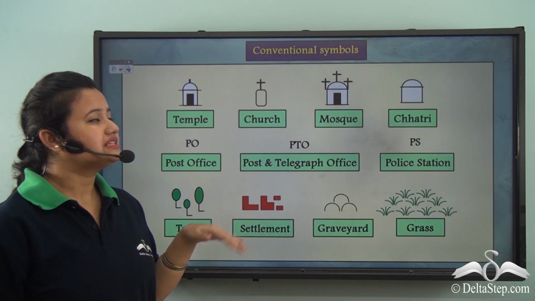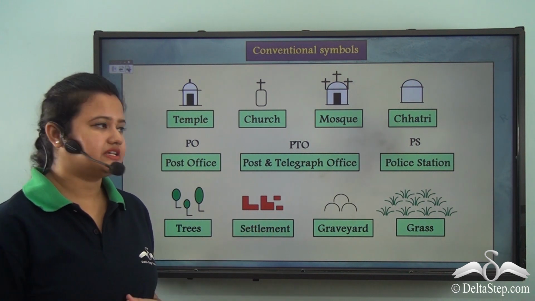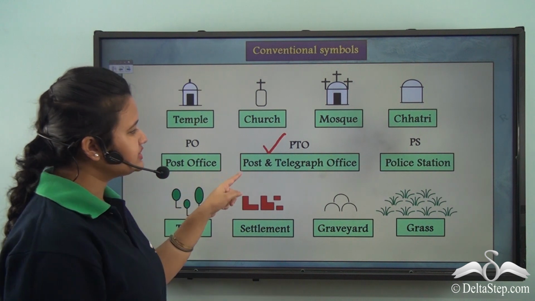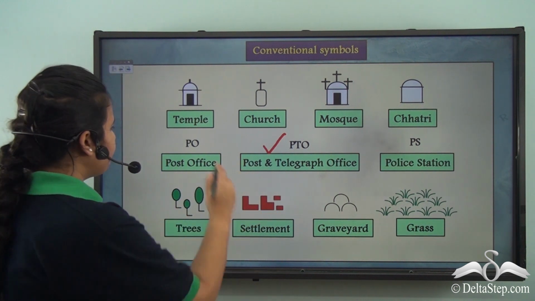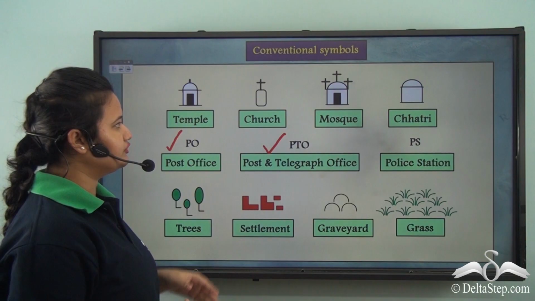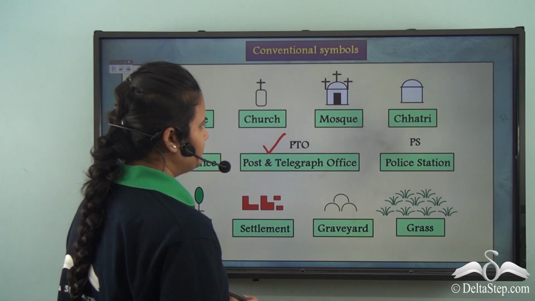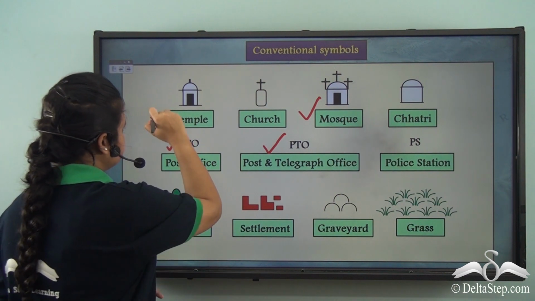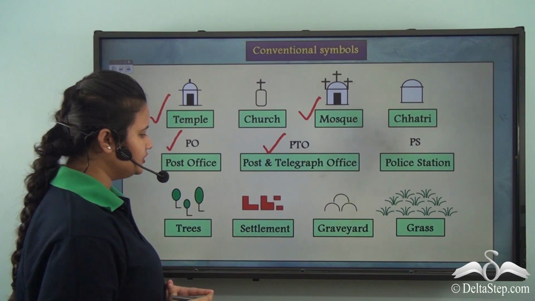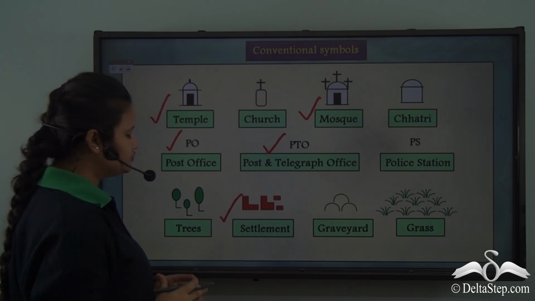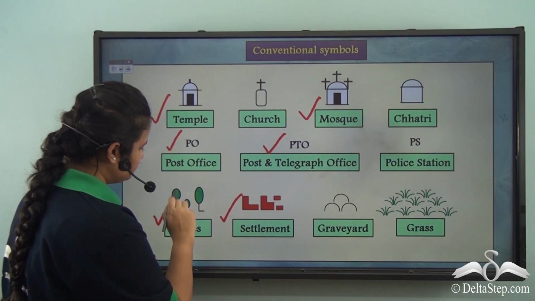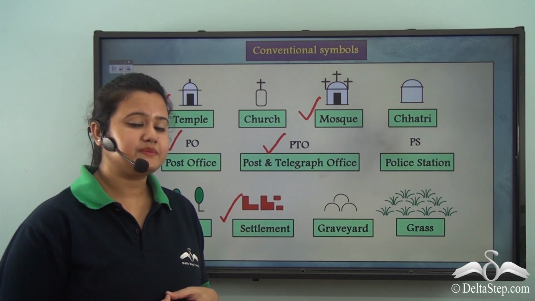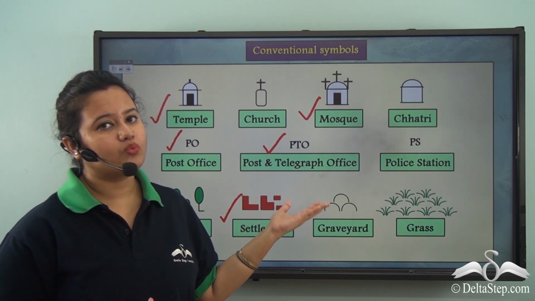Now here we have some other conventional symbols that are used in maps. For instance, PTO stands for Post and Telegraph Office, whereas PO stands for Post Office. Again, we represent a mosque using this symbol and a temple is represented using this symbol. Similarly, settlements are represented using this symbol and trees are represented using this symbol. So these are different conventional symbols that are used in maps and they have been recognized worldwide.